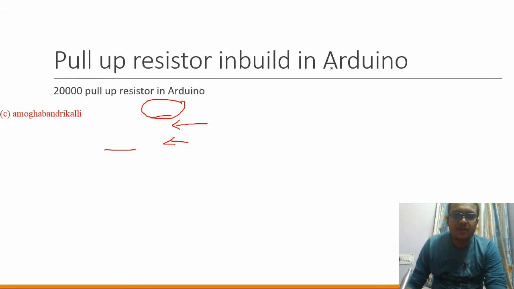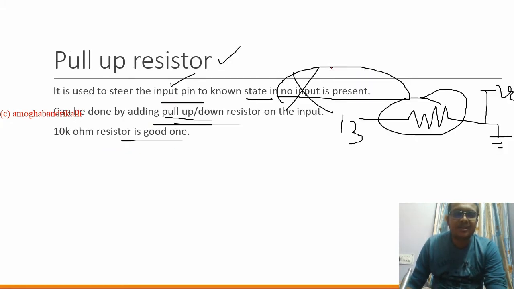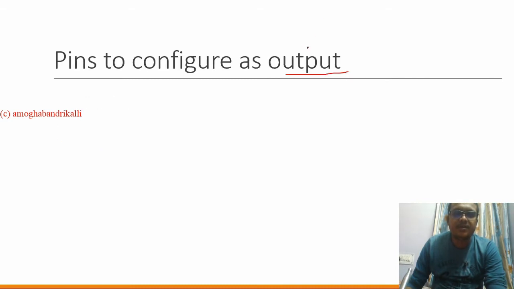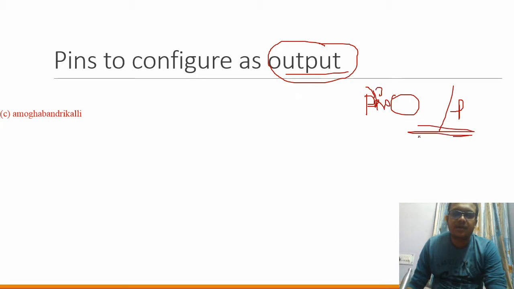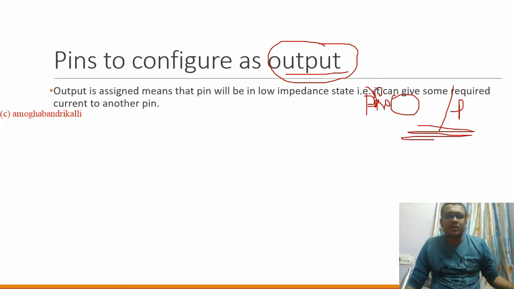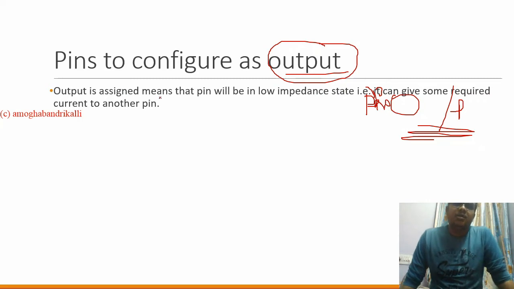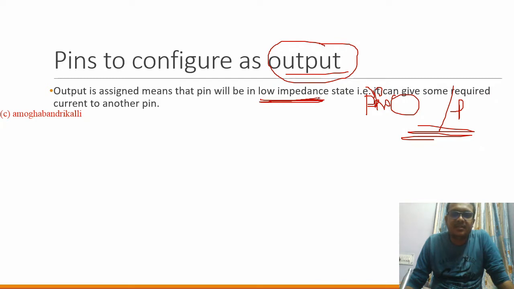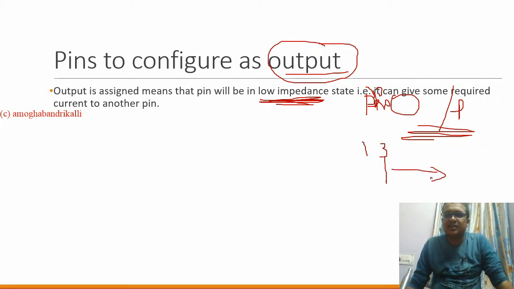So I was talking about how to make a pin work as an input pin. Now we are going to discuss how to make a pin work as an output. We are going to provide a pin that is going to work as an output. When the pin is assigned as an output, it will be in a low impedance state. Low impedance state actually means that this pin can provide some current to externally connected devices.